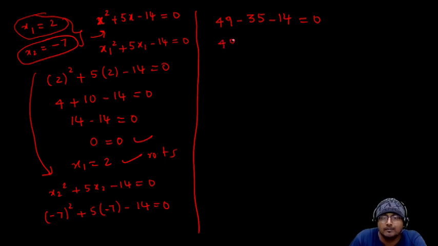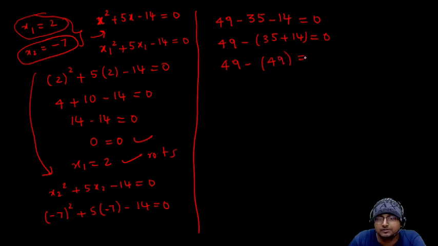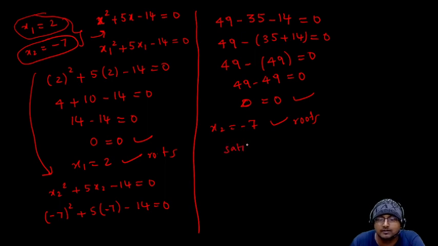So 49 minus, taking minus common, minus of 35 plus 14. So it will become 49 minus, what will be 35 plus 14? 35 plus 14 is 49. So 49 minus 49 is equal to 0. So 0 is equal to 0. It is also correct. Hence x2 equal to minus 7 is also a root, because it is satisfying the quadratic equation.